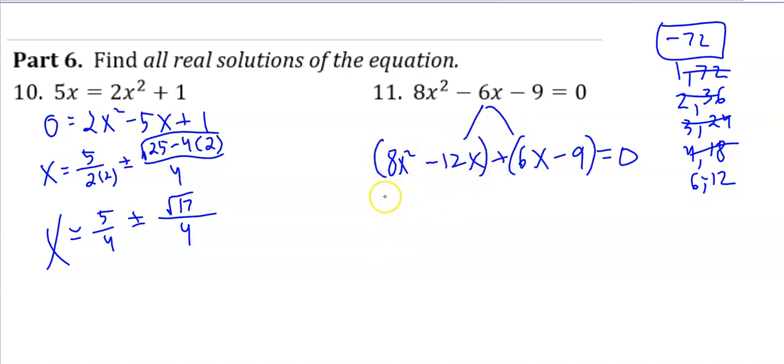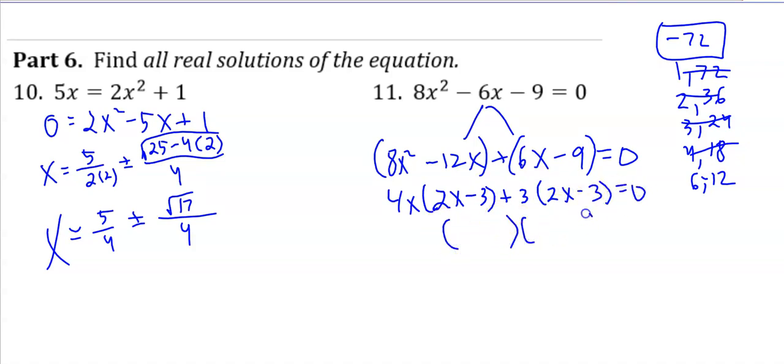We're going to factor by grouping. Pull out the GCF. I guess that would be 4x times 2x minus 3, plus 3 times 2x minus 3. I like that. That means it does factor. So go ahead and regroup it. 2x minus 3 times 4x plus 3.